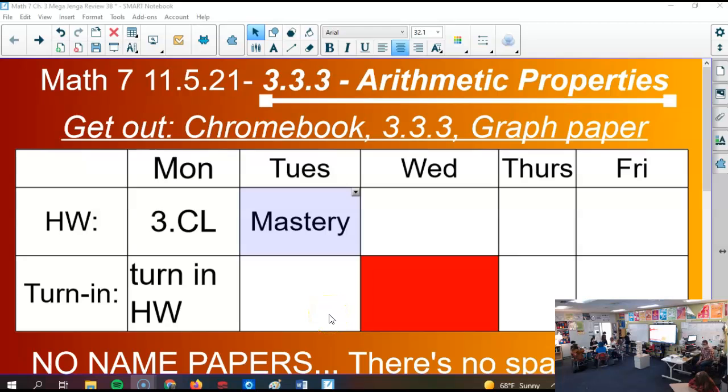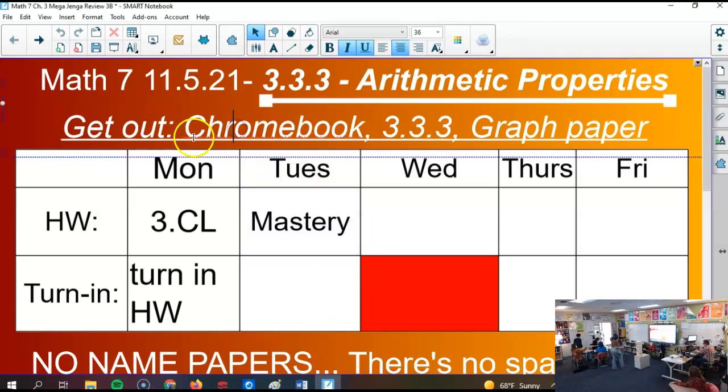About to come around with the closure papers. I would still advise that you have graph paper out on your desk, and you do not need a Chromebook. Sorry, this still says Chromebook. It was from last week when we did those activities.